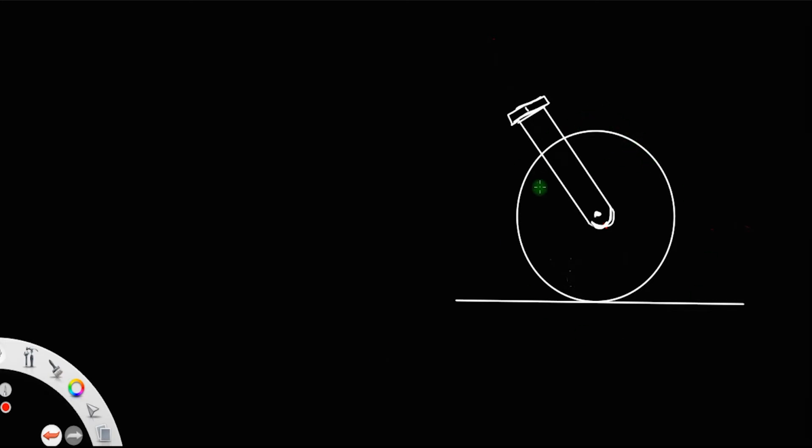Consider a lone roller staying on the ground. See, this is the ground, and there is a roller in the shape of a circle lying on the ground. Let's say you are pushing the lone roller from here using a force F. Let F be the applied force.